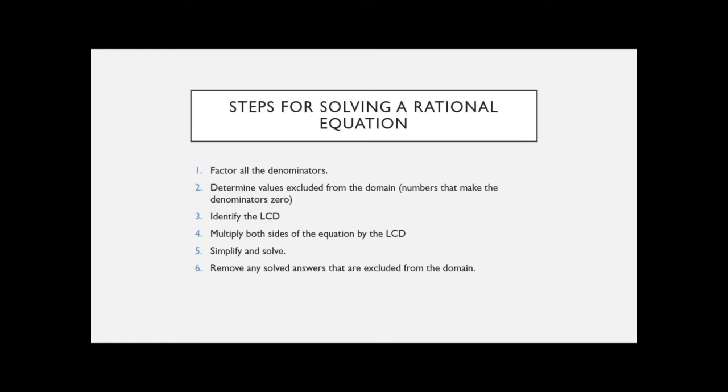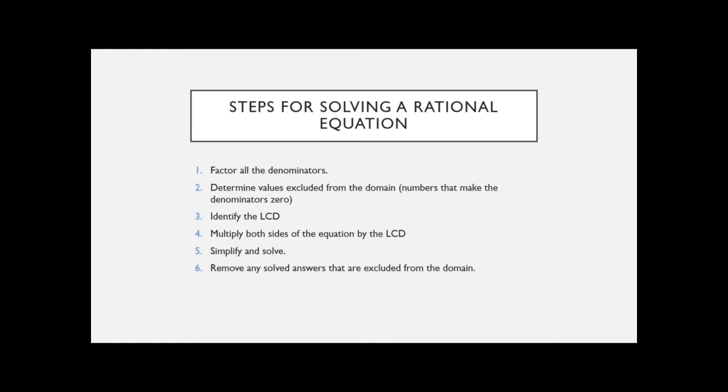You want to identify the least common denominator. Basically, what is that common denominator that we would have for our fractions? Then you multiply both sides of the equation by that common denominator. When we have proportions, this is basically cross multiplying, but when you have things that are not proportions, it's a little more complicated. That step 4 is going to eliminate all of the fractions in the equation. And then from there, all you have to do is simplify and solve.